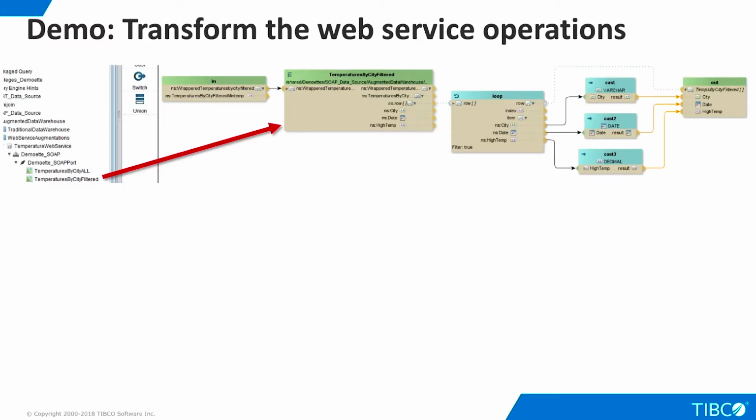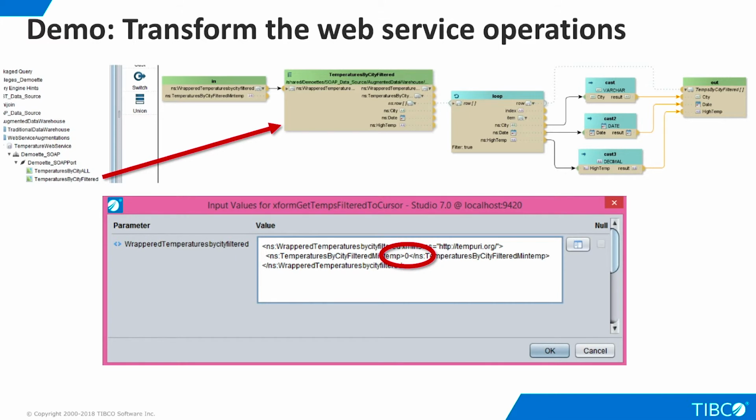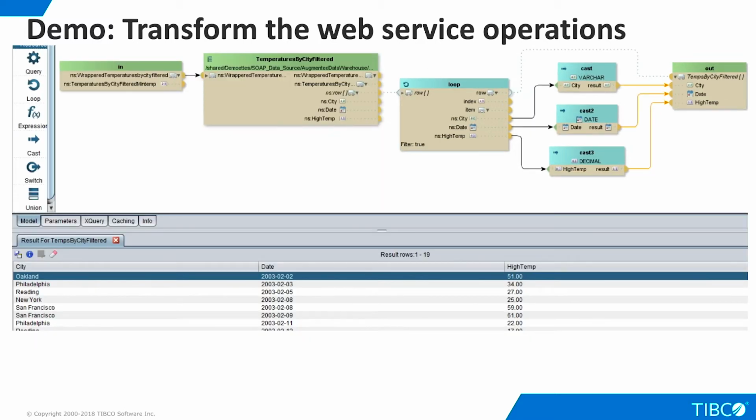We do the same with our second operation. The only difference here is that this operation does require a value for its input parameter, which is named Wrappered Temperatures by City Filtered. This parameter represents the minimum temperature for which we will return data. For our testing purposes, we insert a 0 when we execute the transformation. Again, our XML response is transformed into a flat relational cursor.